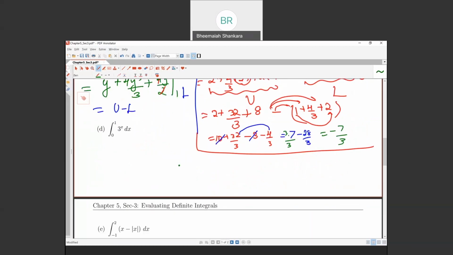So let's do this. Integration of 3 to the x dx. You have to be familiar with the differentiation formula. So let me quickly review your differentiation formula. If I give you a function a to the x, and I ask you to differentiate this function, we have seen in chapter 3, this is a to the x times ln a. This is differentiation.